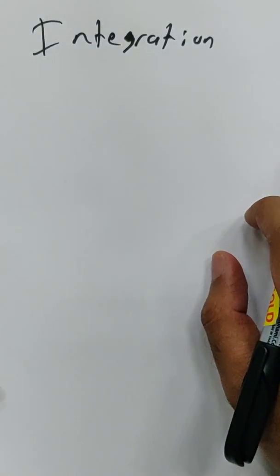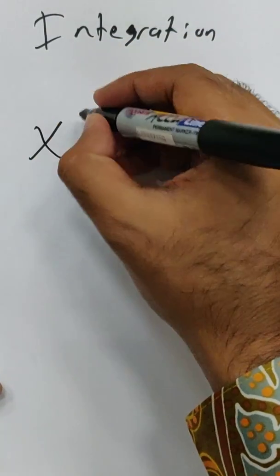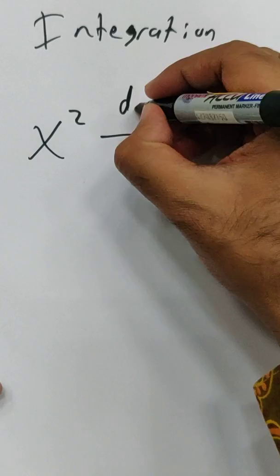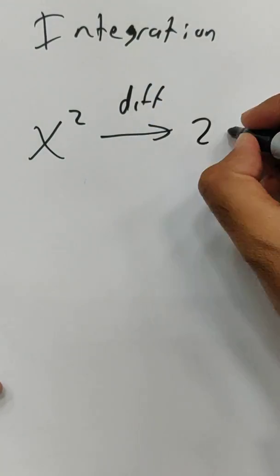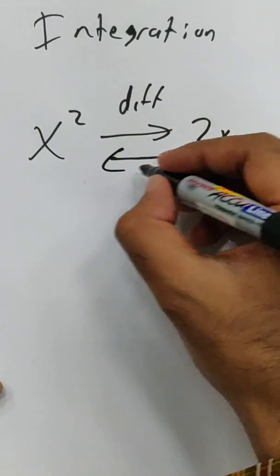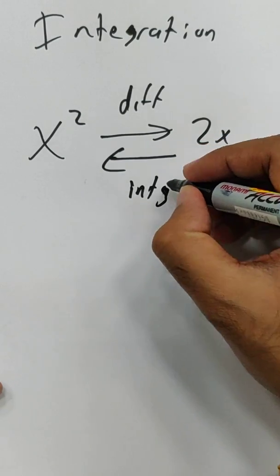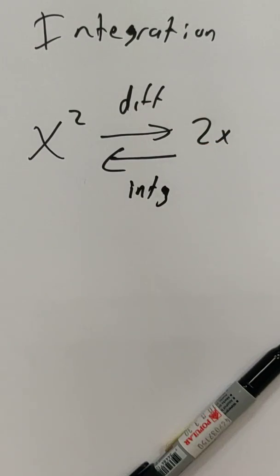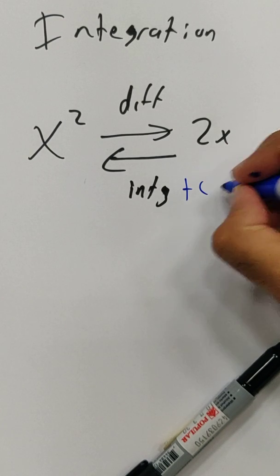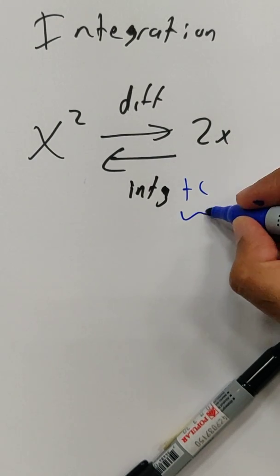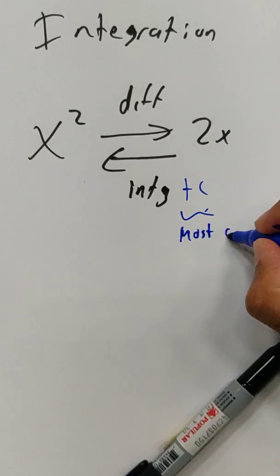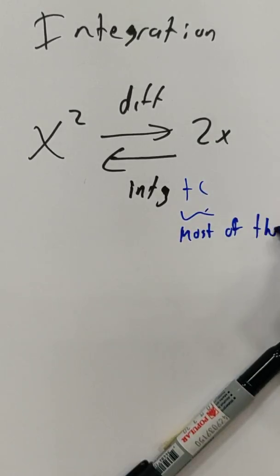Okay, I like to think of integration as very correlated to differentiation. Let's say if I do x squared and I differentiate it, I get myself 2x, and if I integrate it, I get myself x squared back with a little plus c most of the time. I'll explain to you when there's no plus c.